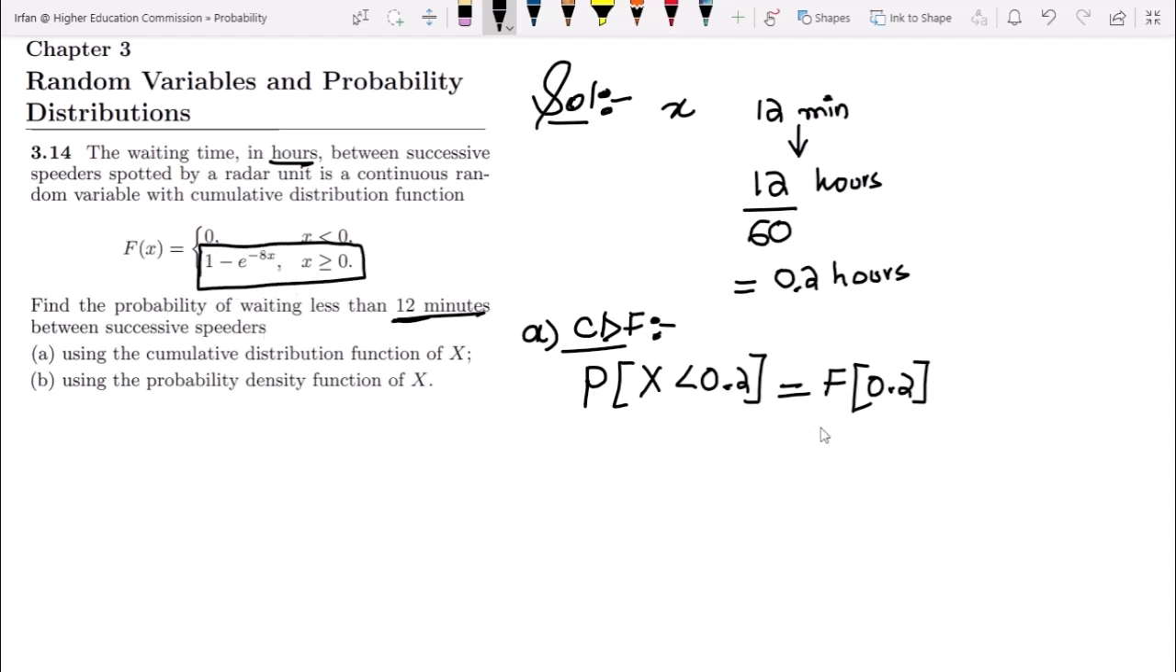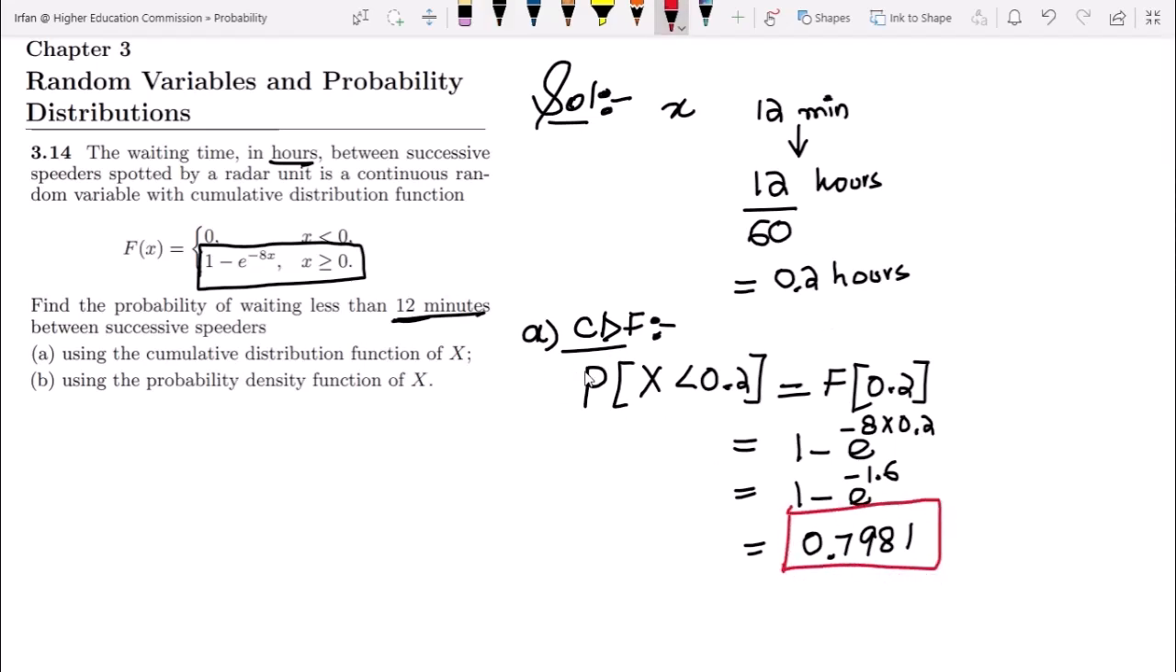Here I have to write the value of x, which is 0.2, so it will be 1 minus exponential of minus 8 multiplied by 0.2. So I will get 1 minus exponential of minus 1.6, and ultimately it will give me 0.7981, which is the solution of part A by using the CDF. So by using the CDF, I have found the probability that the waiting time is less than 12 minutes between the successive speeders.